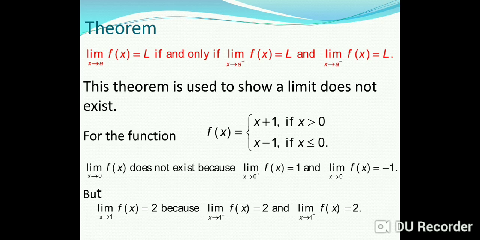But if we consider limit of f of x as x tends to 1 is equal to 2, then limit of f of x as x tends to 1 plus is equal to 2, and limit of f of x as x tends to 1 minus is equal to 2. Here the limit exists.